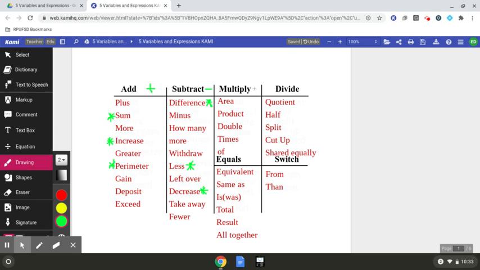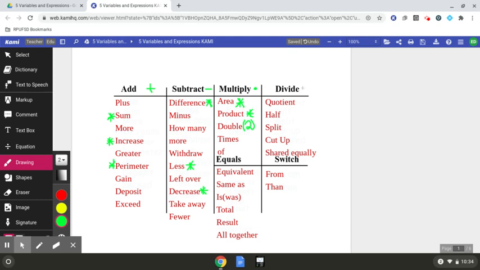Then we have multiplication, which again, I like to use the dot for, not an x, because x usually is a variable in algebra. And we have area. When we think of area, it is multiplication, and that's definitely a star one. We have product, which is definitely one of the most commonly used ones as well. Double means that we're multiplying by 2. Times, and then of is a commonly used multiplication word. Of is used a lot with percentages, things like that.